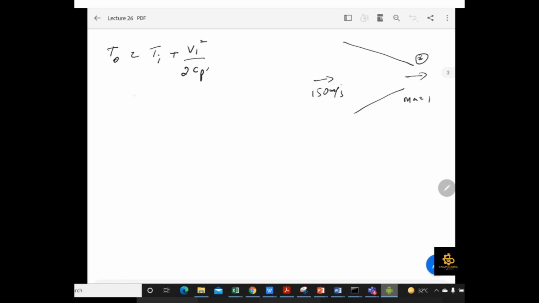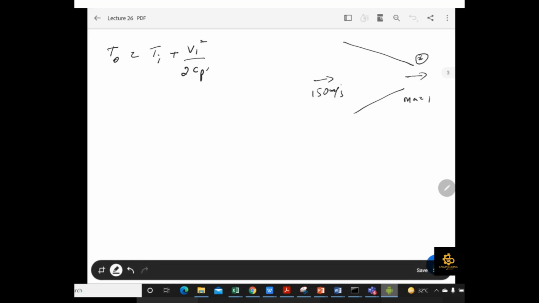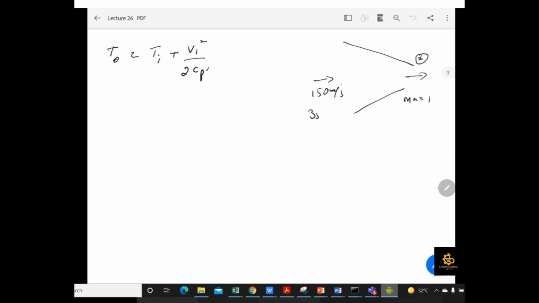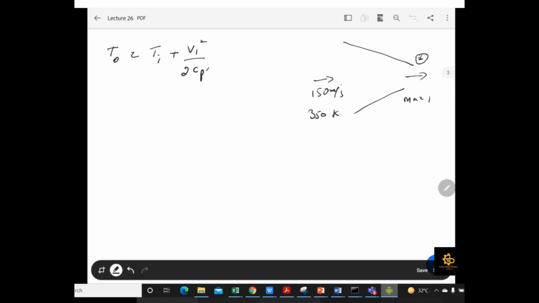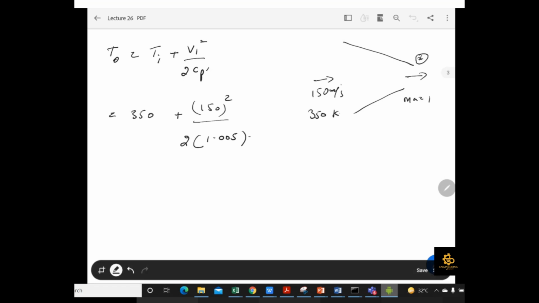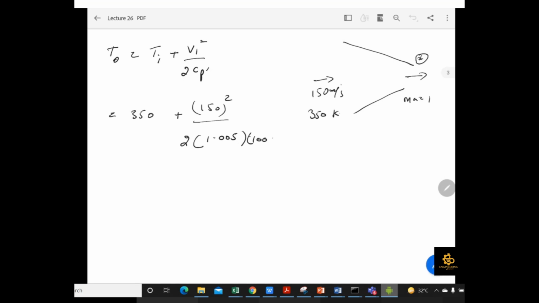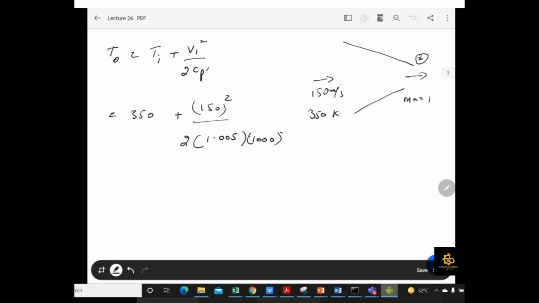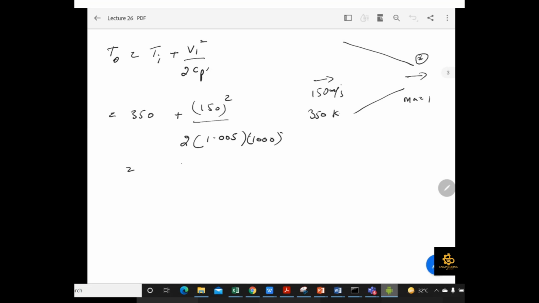Okay, so here the stagnation temperature comes from Ti, which is mentioned in the question, that is 350 Kelvin. Okay, so now we just have to put the value. So 350 Kelvin plus 150 square over 2 times 1.005, and again you have to multiply by 1000 so that you convert it into joules. So if you solve it, you will get the stagnation temperature as 361.2 Kelvin.